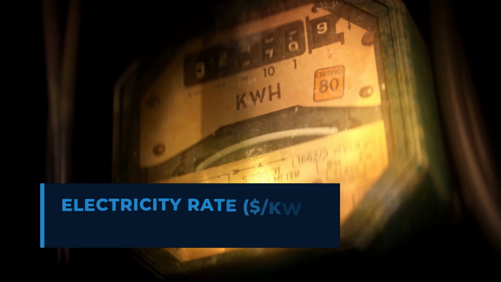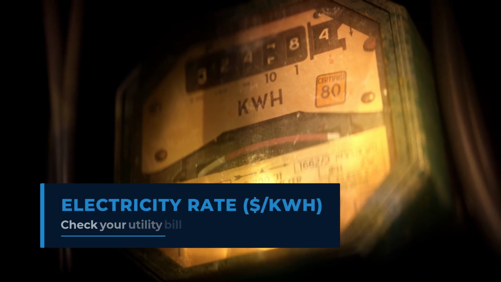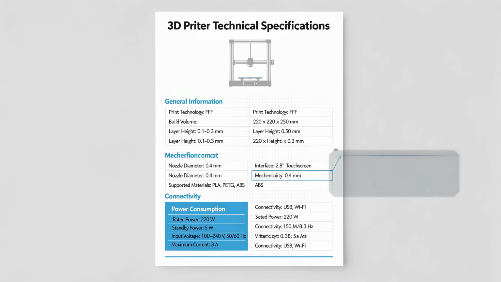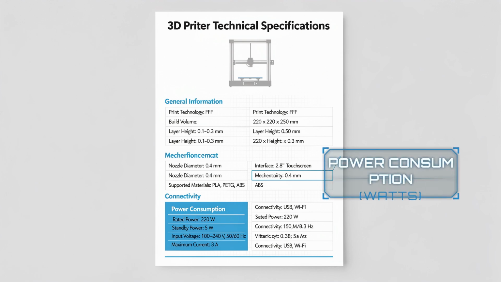Enter your electricity rate in dollars per kilowatt hour. Check your utility bill for this number. Finally, input your printer power consumption in watts, typically found in your printer specifications.